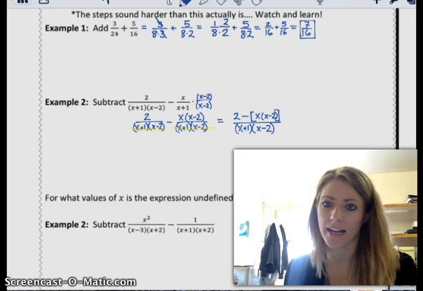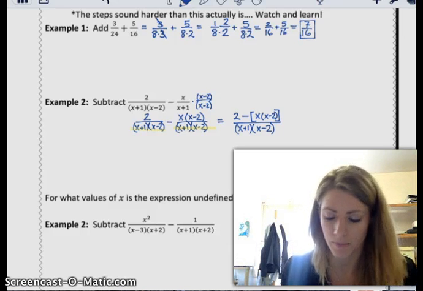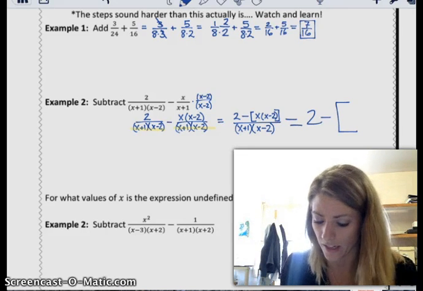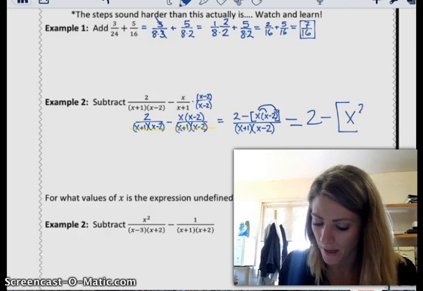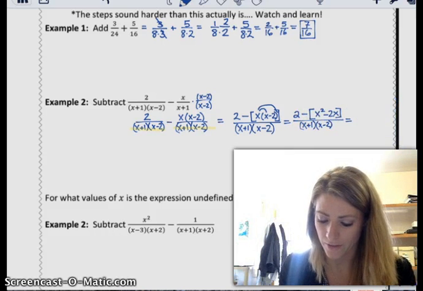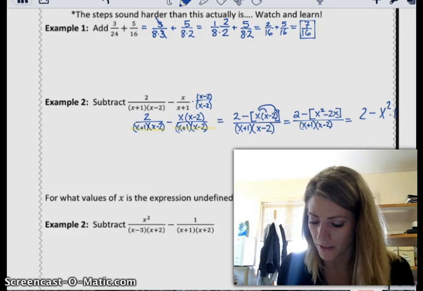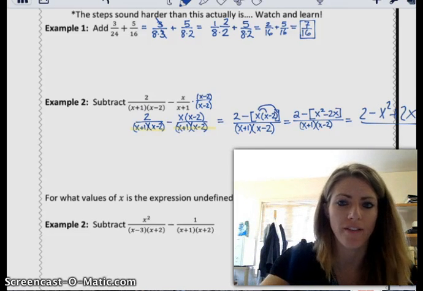So I have 2 minus x times x minus 2. So if I multiply in that x times x minus 2, I'm going to get 2 minus the entire thing, don't lose your negative, x distribute, x times x is x squared, and minus 2 times x is 2x. And then all of that is still over x plus 1 times x minus 2. Alright, distribute your negatives, so now I have a 2 minus x squared, and then a minus 2x is a plus 2x over the same denominator, and then rearrange, put it in standard form, all that fun stuff.